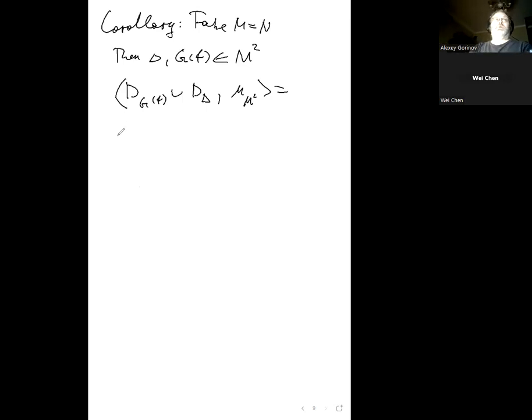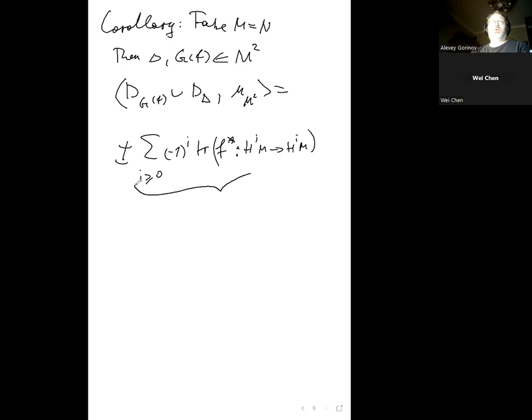Plus or minus the sum over i of minus 1 to the i, the trace of f upper star on the ith cohomology of M. And this expression is called the Lefschetz number of f.